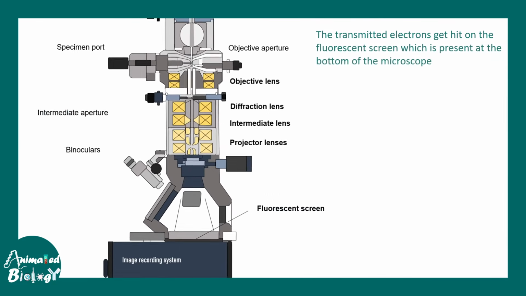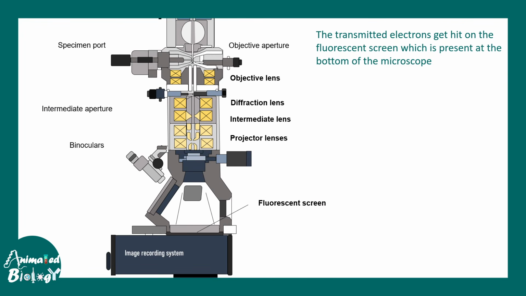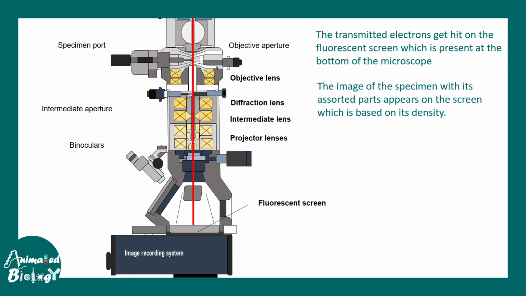Okay, now we can see there are a bunch of lenses which help in the projection of the electron beam to the fluorescent screen. There are the objective lens, diffraction lens, intermediate lens, and projector lens. All of these lenses are important to focus this beam to the fluorescent screen or the detector. So the image of the specimen with its assorted parts appears on the screen based on the density.